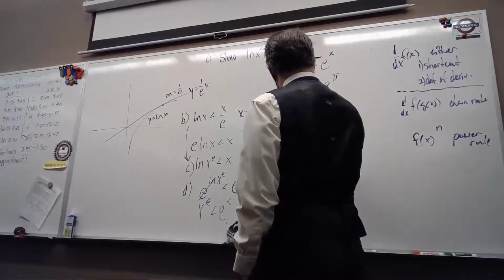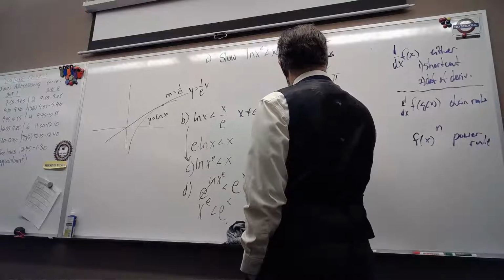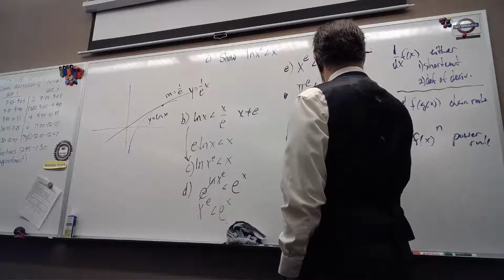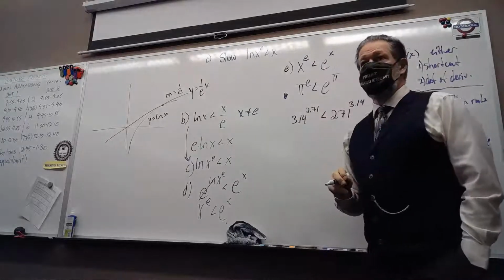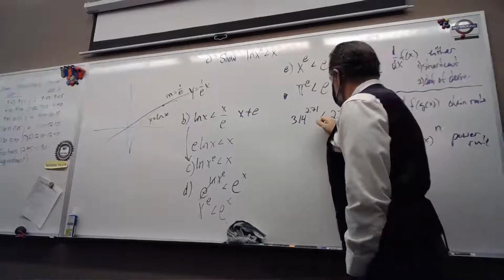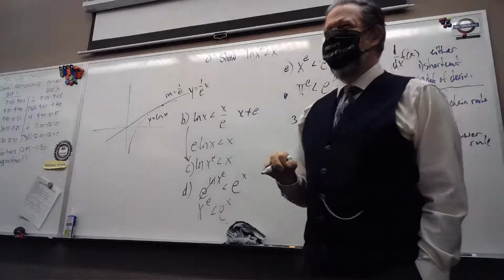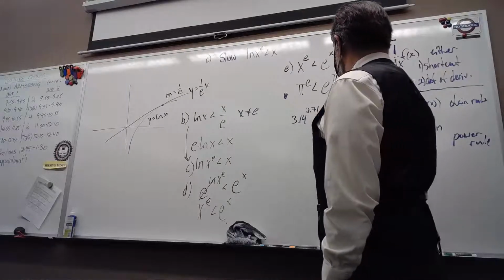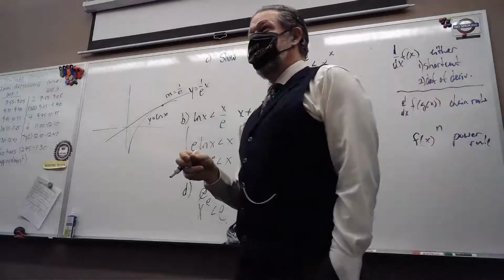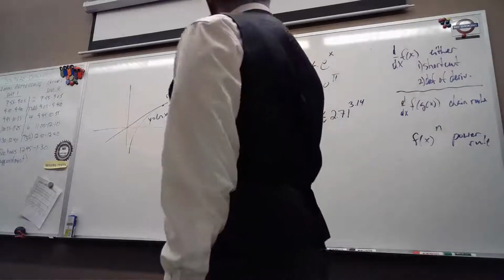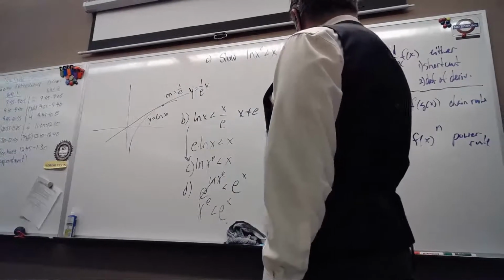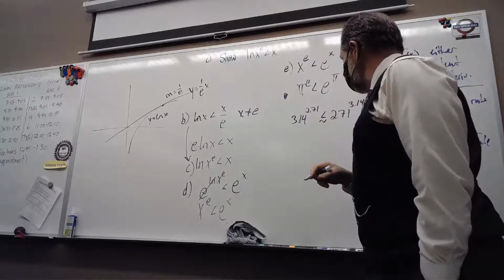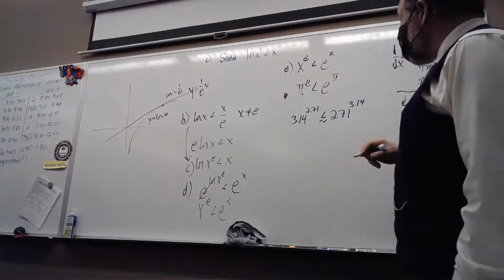So 3.14 to the 2.71 is less than 2.71 to the 3.14. Is there an approximately less than? I'm a little concerned that that's not true, unless you take it to more decimals, but I'm willing to go out on a bit of a limb here and just say yes. Which is sort of an interesting question.